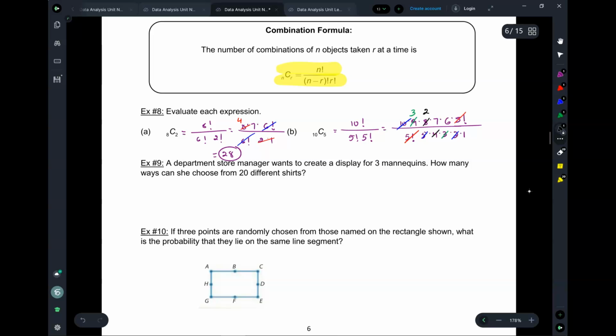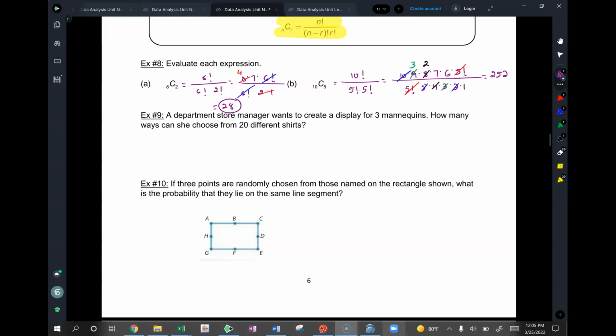You just have to be neat and organized. Because if you've got numbers all over the place, then it doesn't work. So what do we have here? 252. Good. Okay.